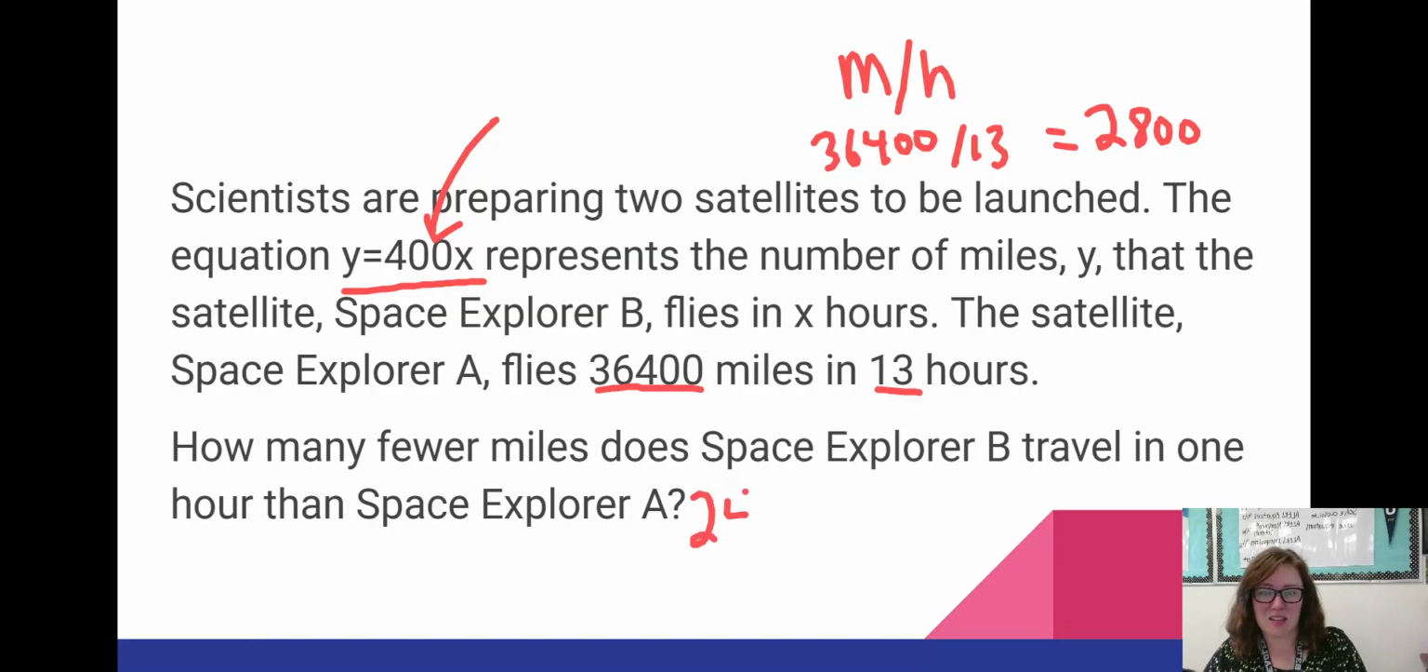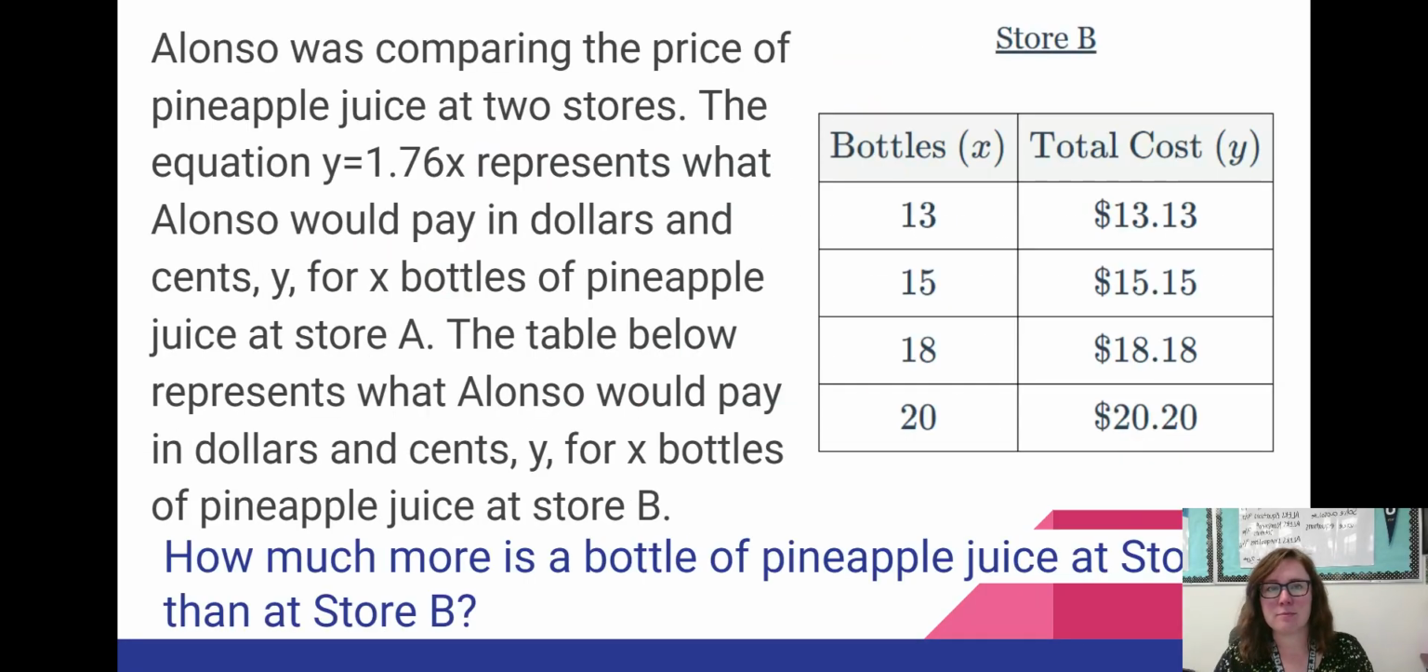I would guess that these 2 satellites have 2 different purposes, because that's quite a difference in speed. So maybe their purposes are different, and that's why they have different speeds. I don't know. Or maybe one's a lot older than the other.